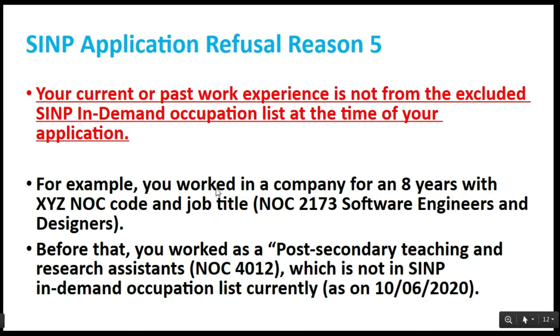For example, you worked in a company for 8 years with XYZ NOC code and job title. Let's say for example NOC 2713, which is for software engineers and designers. But before that you worked as a post-secondary teaching and research assistant, NOC 4012, which is not in SINP in demand occupation list currently, at least as on 10th June 2020. So what will happen in this case if you claim your work experience for the 8 plus 2 years?